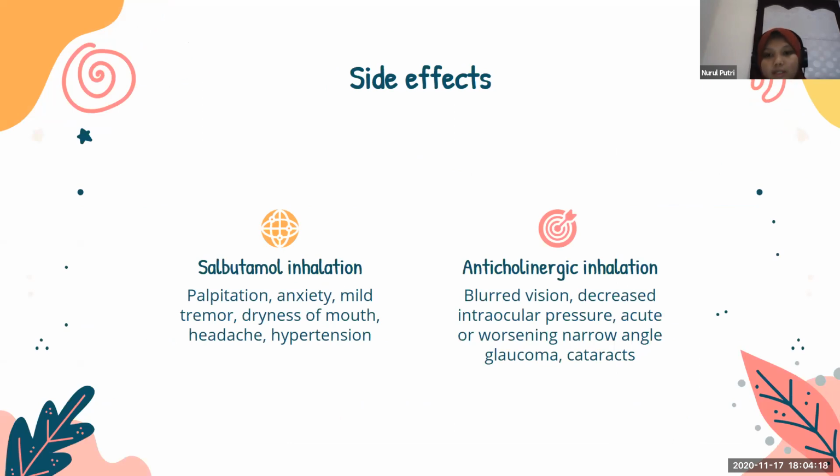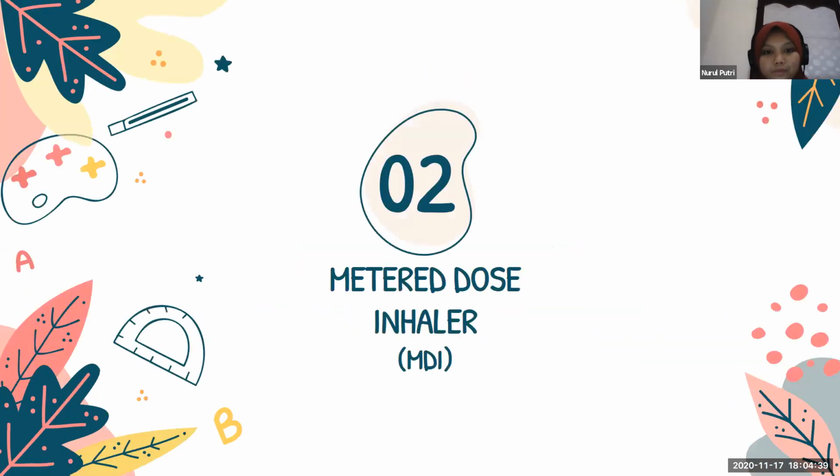Moving on, these are the side effects of the medication itself. For salbutamol inhalation, it may cause palpitation, anxiety, mild tremor, dryness of mouth, headache, and hypertension. While anticholinergic inhalation can cause blurred vision, increased intraocular pressure, acute or worsening narrow angle glaucoma, as well as cataracts. Okay, so that is for the nebulizer.